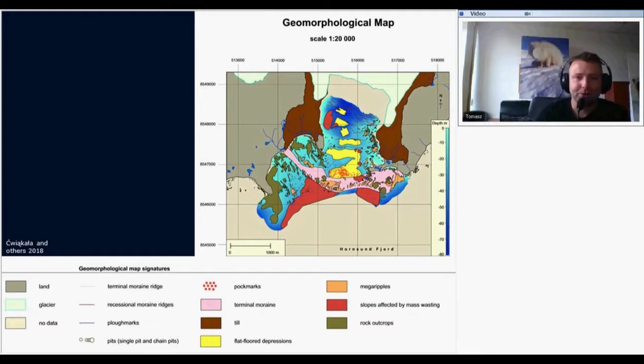And my colleagues produced this geomorphological map, so you can see also terminal moraine. It's not visible from above the water, but under the water there are also such landforms. So if you have bathymetry of a given fjord, you can also say what was the extent of the glacier in the past.